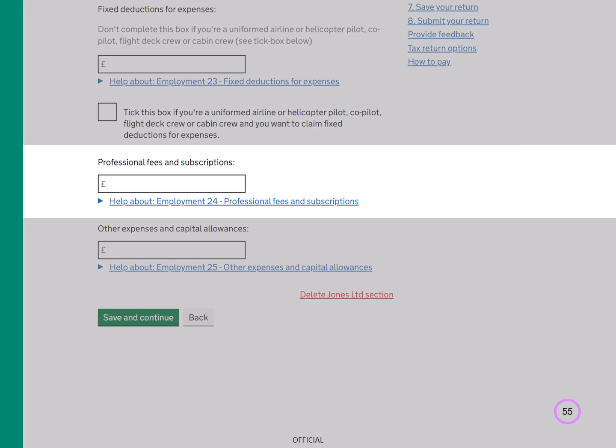In this next box, you can claim tax relief on professional membership fees you have to pay to be able to do your job, and annual subscriptions you pay to approved professional bodies or learned societies if being a member of that body or society is relevant to your job.